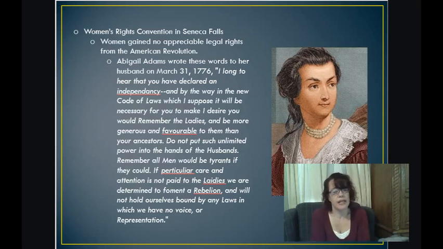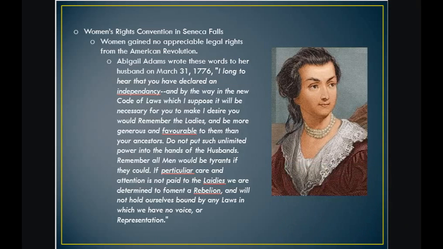As I mentioned in my last lecture, women would have gained no appreciable rights from the American Revolution. And that's important to note because it's not like there was no call for rights. Abigail Adams wrote to her husband on March 31st of 1776, "I long to hear that you have declared independency. And by the way, in the new code of laws, which I suppose it will be necessary for you to make, I desire that you remember the ladies and be more generous and favorable to them than your ancestors.